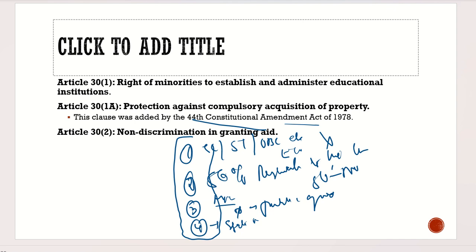Now, I hope you have understood Article 30 as well. What is Article 30 about? It talks about the right of minorities to establish and administer educational institutes. When they establish and administer educational institutes, they enjoy certain benefits. What are those benefits? First, reservation. They are not forced to give reservation to SCs, STs, OBCs and EWS. They can reserve 50% of seats for their own community. And also, they cannot be discriminated against in granting aid. The government cannot discriminate against them. And if the government wants to take their property, they will have to pay compensation for that. So this is what Article 30 says.